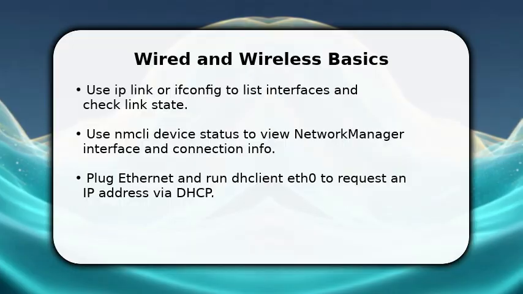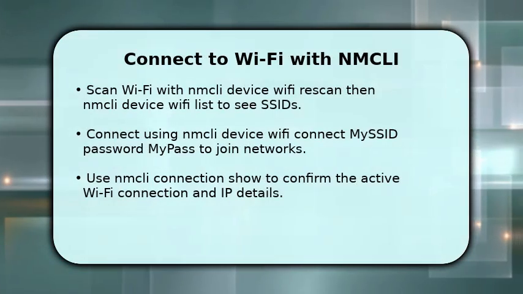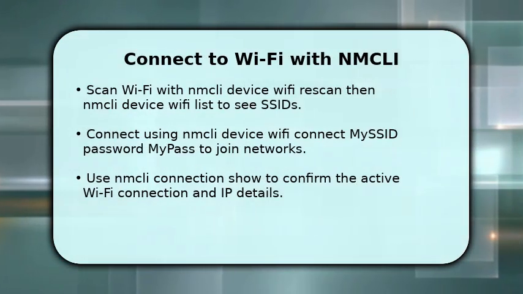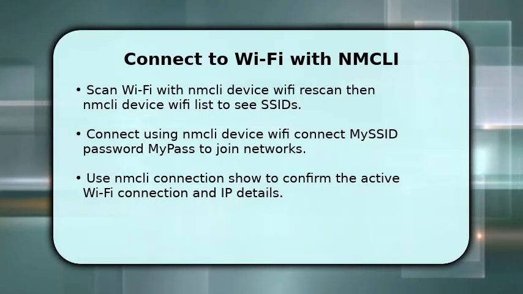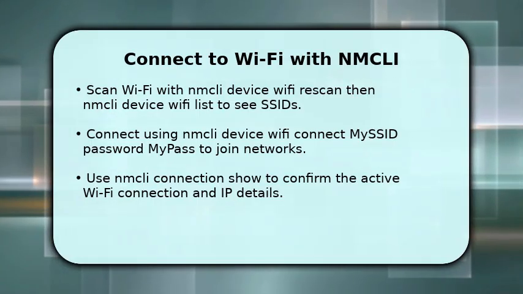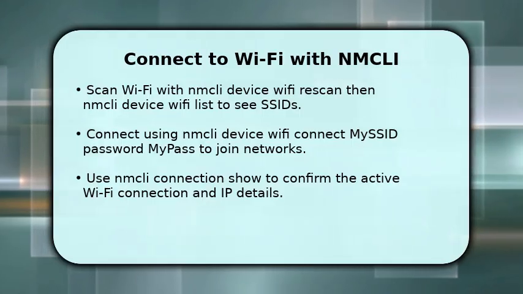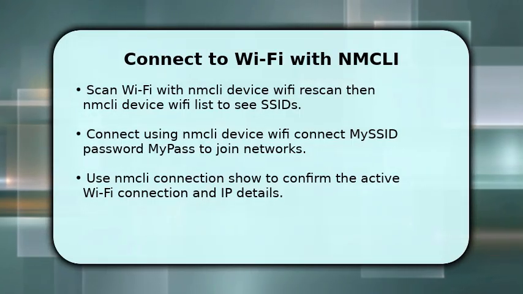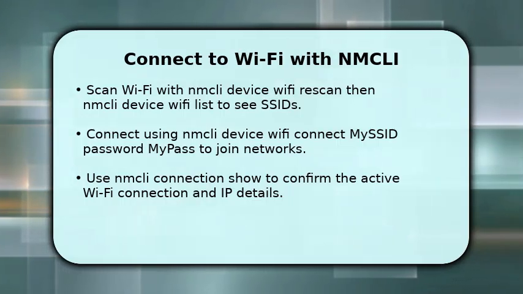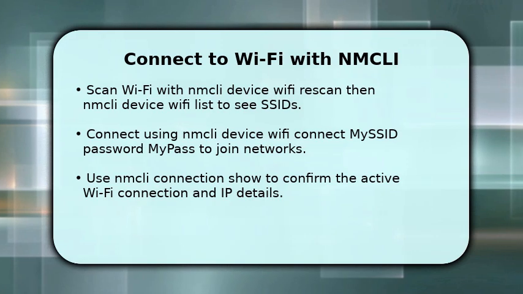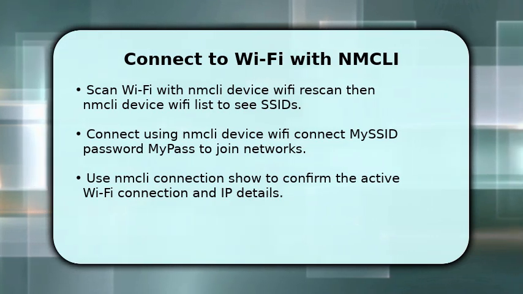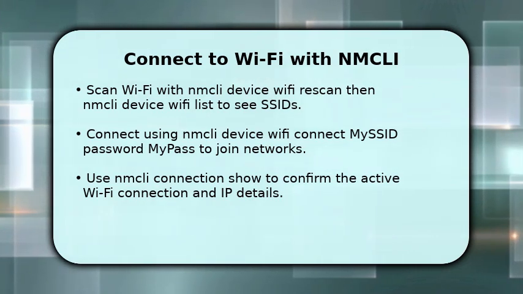dev eth0. For wireless use, nmcli for reliable control on Kali Linux systems. First run nmcli device wifi rescan and then nmcli device wifi list to display available SSIDs. Choose the SSID and connect using nmcli device wifi connect my SSID password my pass to authenticate and join.